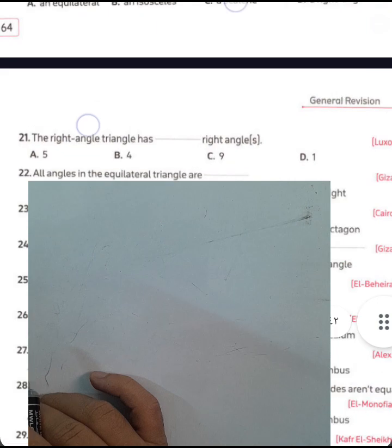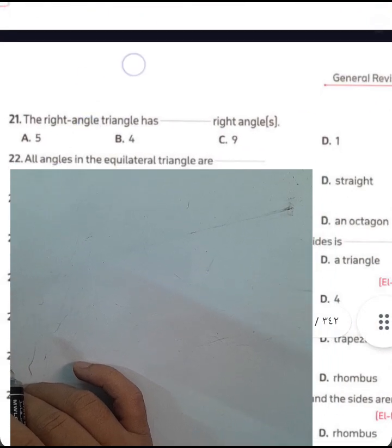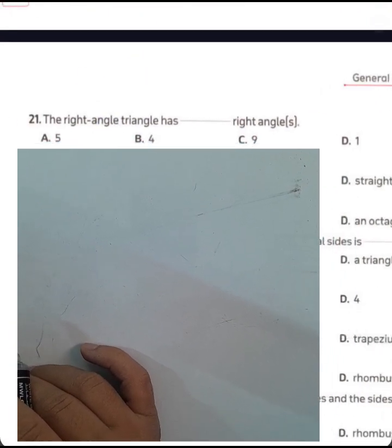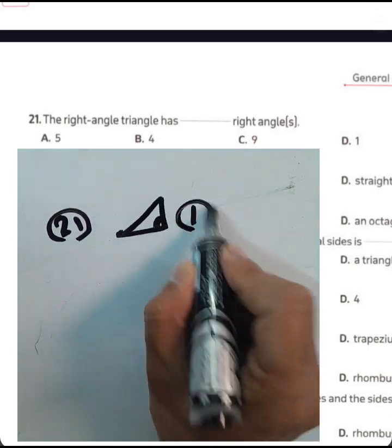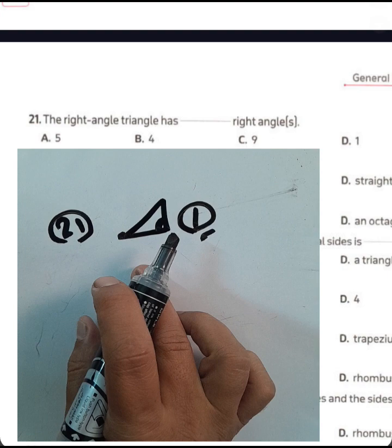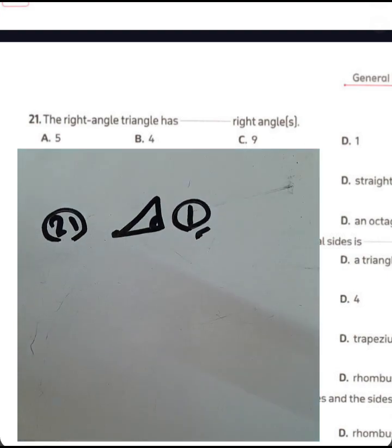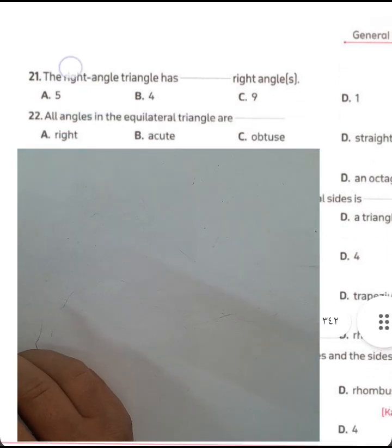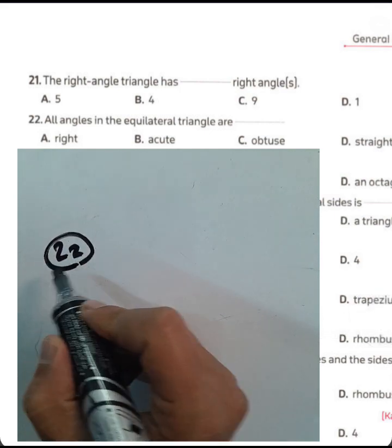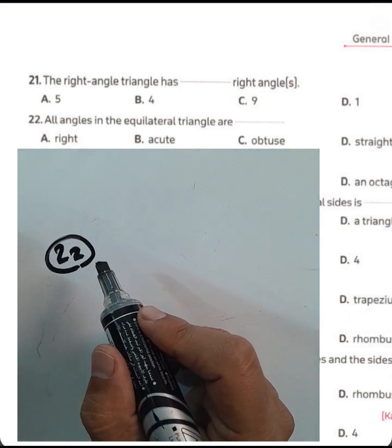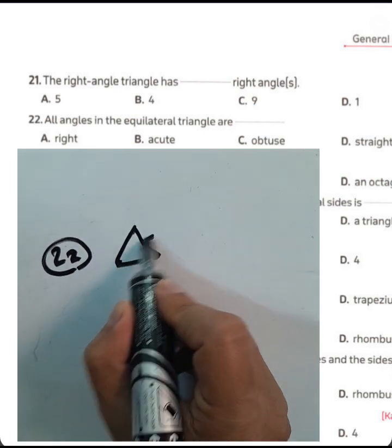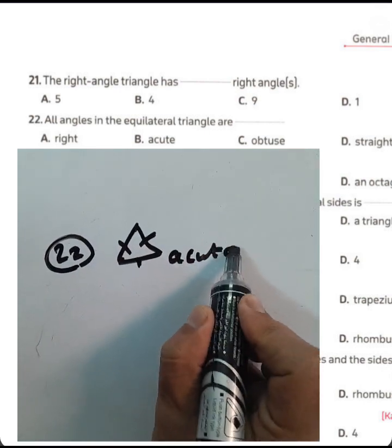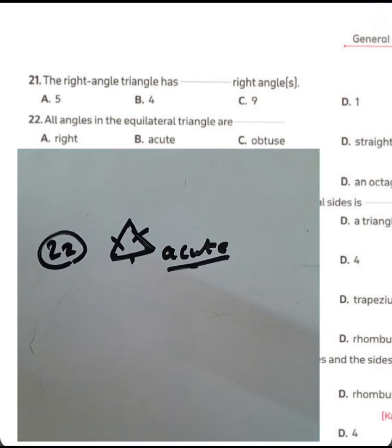Next, question 21. The right angle triangle has space right angle 1. We have a right angle triangle has only one right angle. The right angle triangle has one right angle in the vertex. Question 22. All angles in the equilateral triangle are what? In an equilateral triangle all sides are equal in length, and all angles will be acute. All angles acute, the measure of each less than 90 degrees.